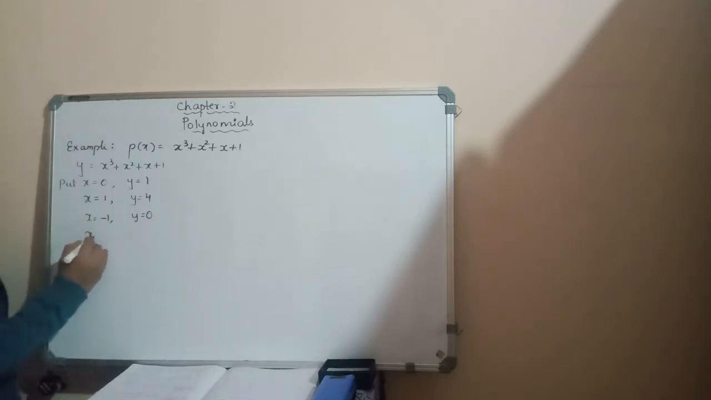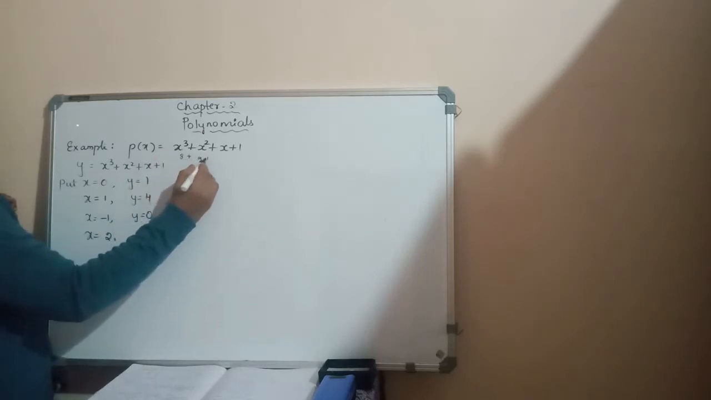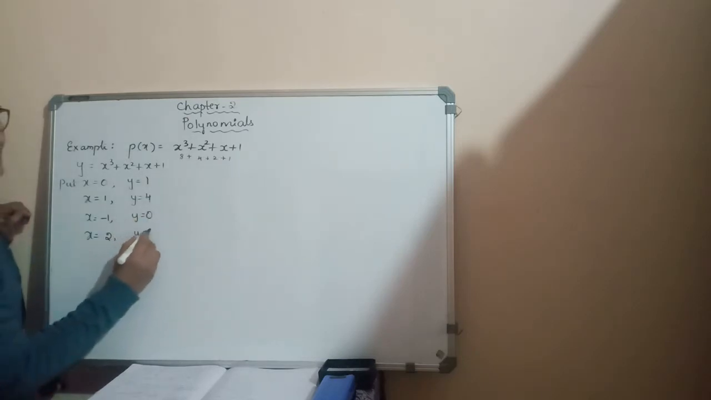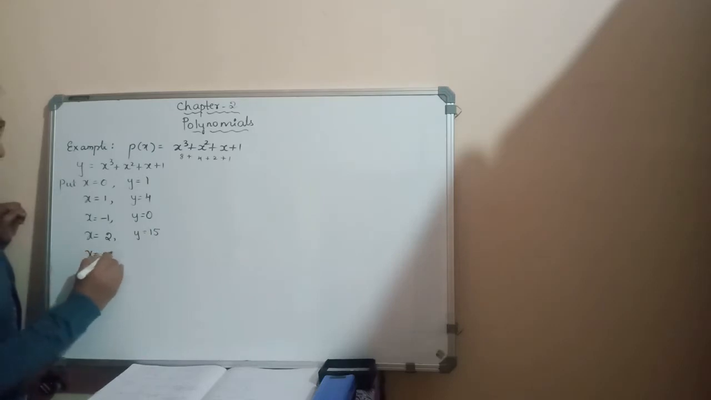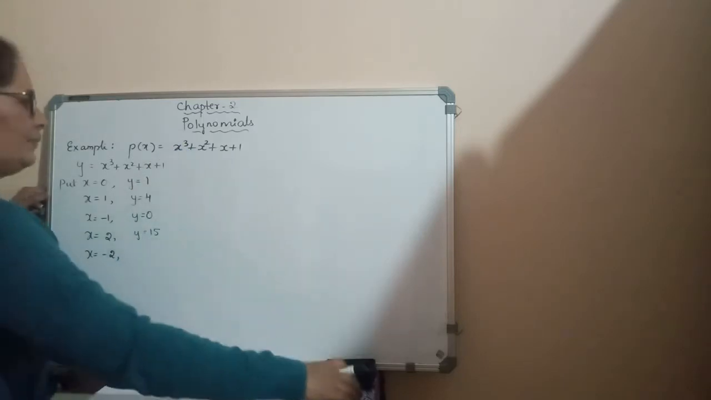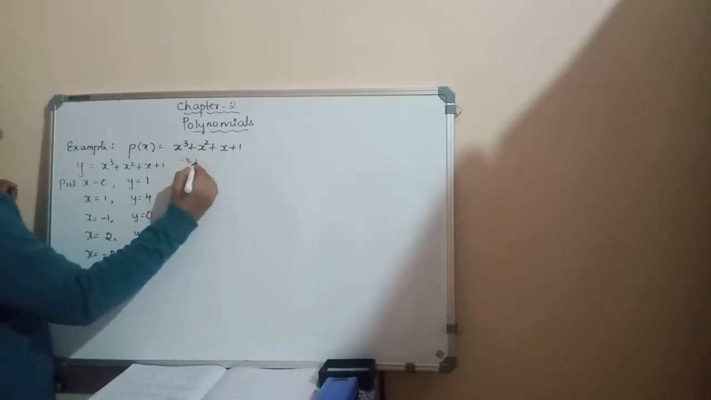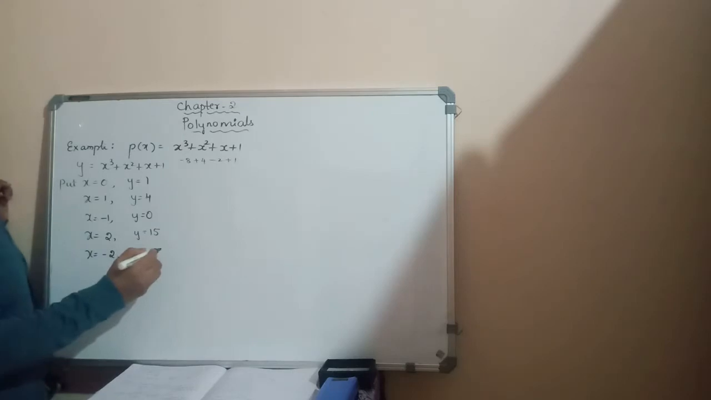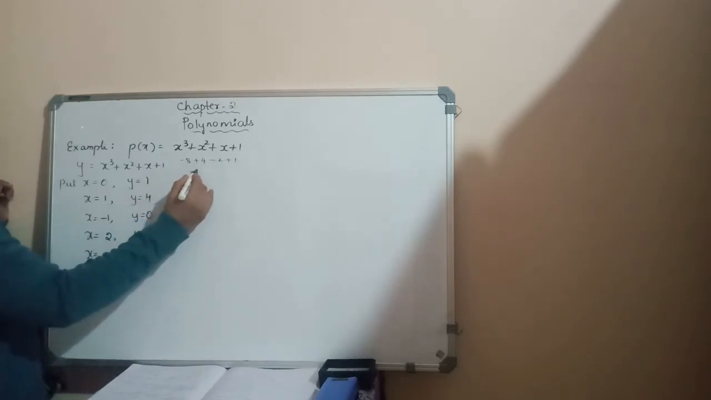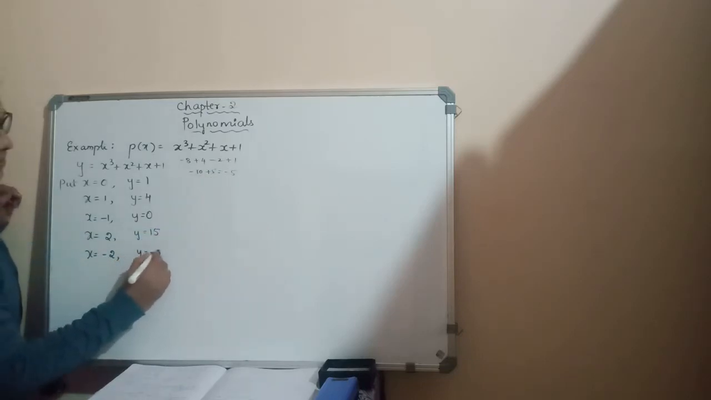Similarly, take x equals 2. When x is 2, what will you get? 2 cube is 8, 2 square is 4, plus 2, plus 1: 8 plus 4 is 12, plus 2 is 14, plus 1 is 15. So, y equals 15. When x is minus 2, then minus 2 whole cube is minus 8, then minus 2 whole square is plus 4, minus 2, plus 1. So, minus 8 plus 4 is minus 4, minus 2 is minus 6, plus 1 is minus 5. So, y equals minus 5.